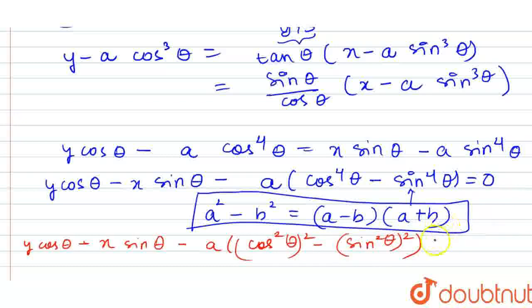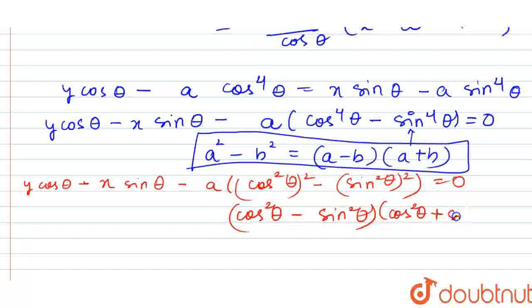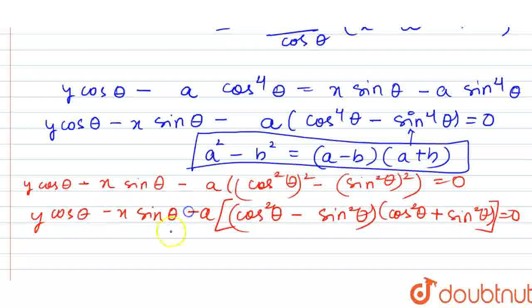Now we can use the identity in this equation and we will get cos square theta minus sin square theta into cos square theta plus sin square theta, according to the above identity, right? And the other terms will remain as they are, equal to 0. Put a within brackets: y cos theta minus x sin theta minus a, right? So we know that cos square plus sin square is 1, right? And cos square minus sin square is cos 2 theta.